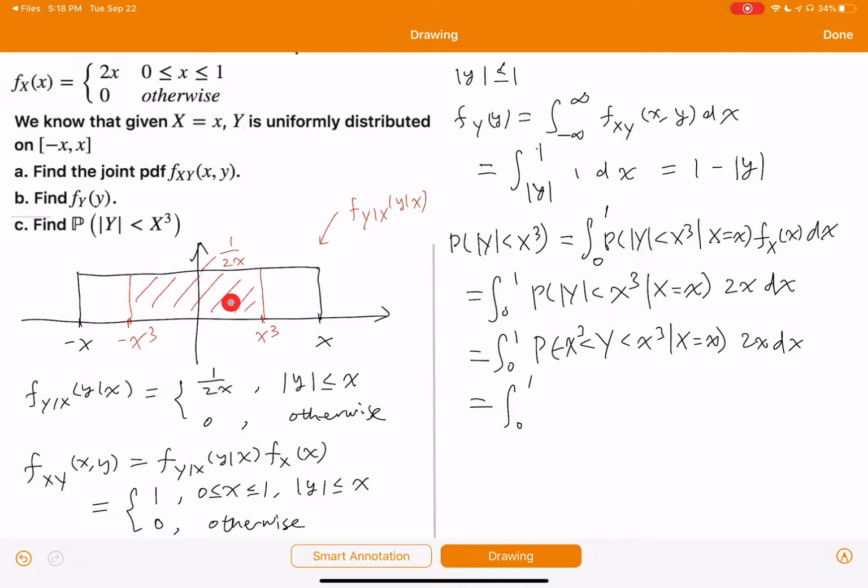So what this is: 2x cubed multiplied by this constant, which is 1 over 2x. So let's write this down. It's 2x cubed times 1 over 2x times 2x dx. And this is 1 over 2.